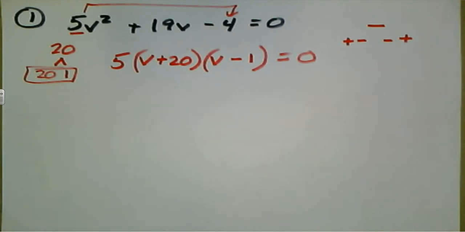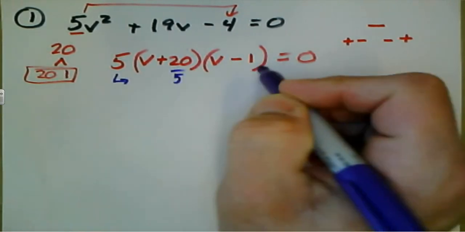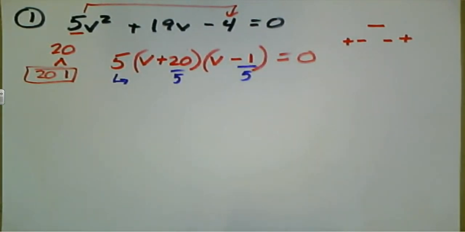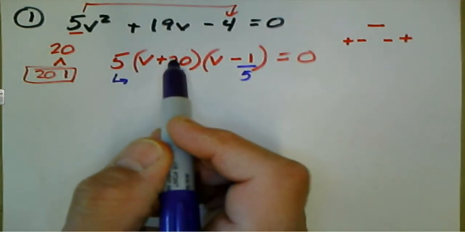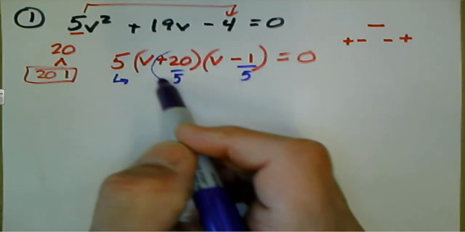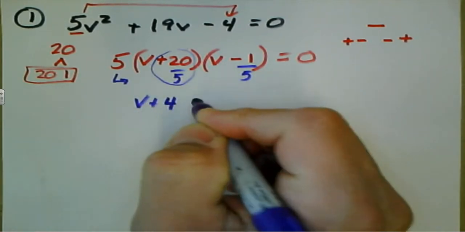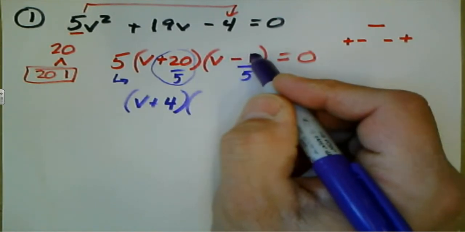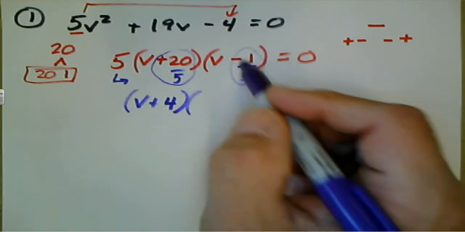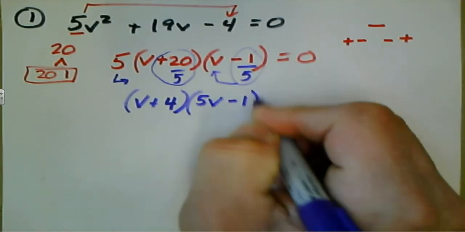All right, we cannot separate them yet. We have to take the 5 and divide everything by 5 because we still have this number sitting here. Got to get rid of it. So 20 divided by 5 is 4, so we have v plus 4. Negative 1 divided by 5 doesn't work, so we're going to take the 5 and put it in front of the v and bring the negative 1 down.